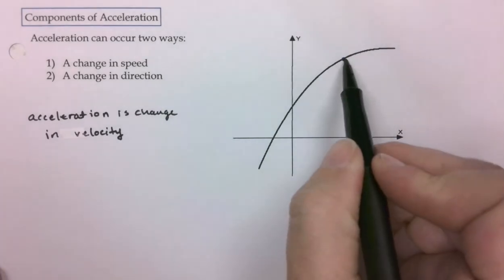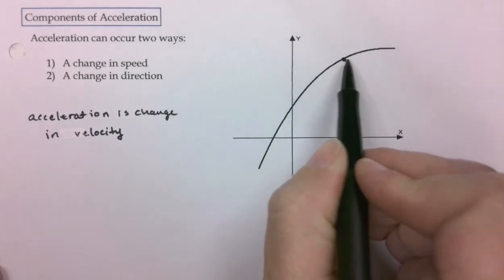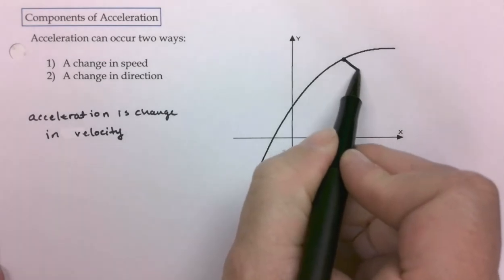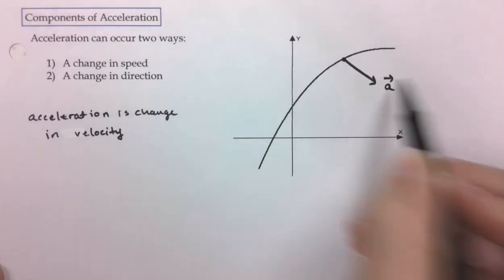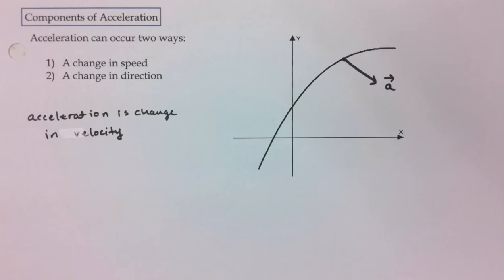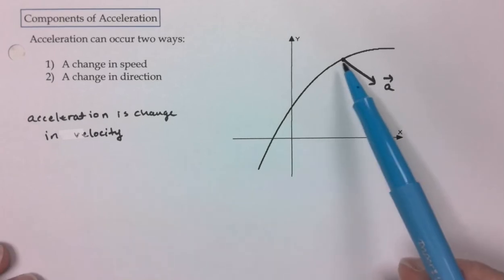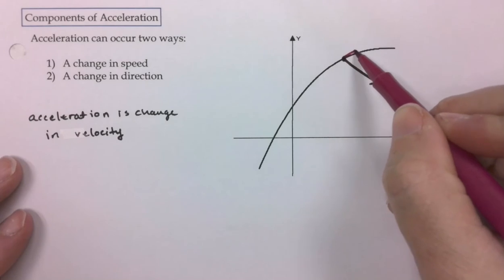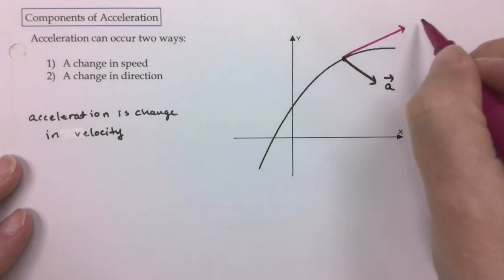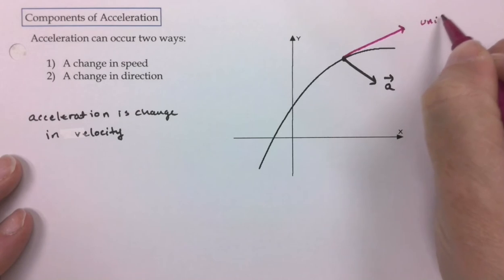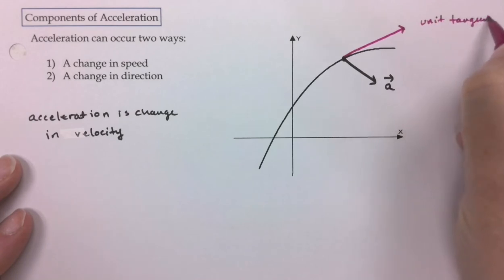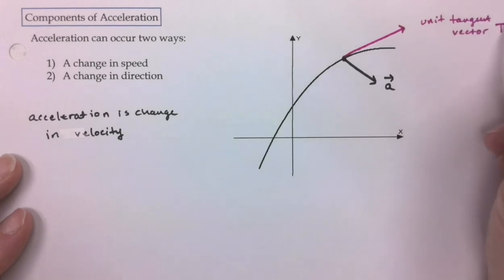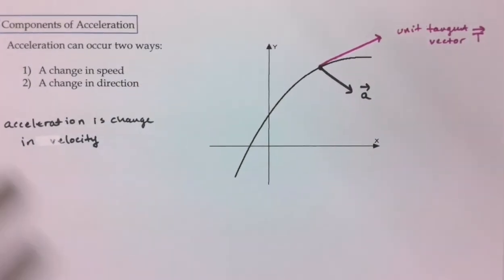So let's say we have this point, and I have an acceleration at that point that is this. That's my acceleration vector. Changing the speed means that I want to go faster along this curve. In other words, I have a tangent vector right here, a unit tangent vector, in fact, which is T.